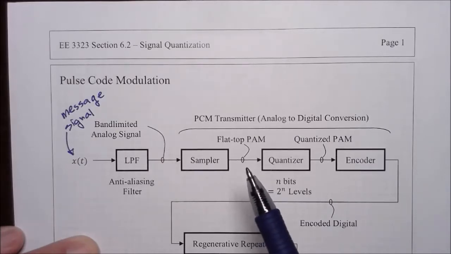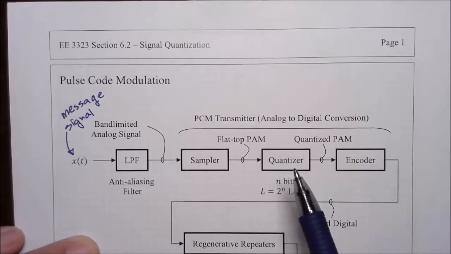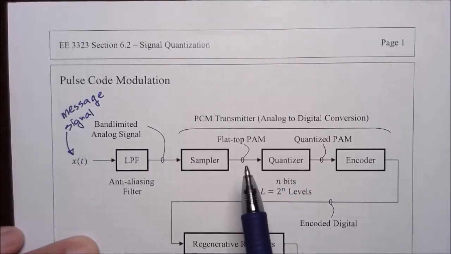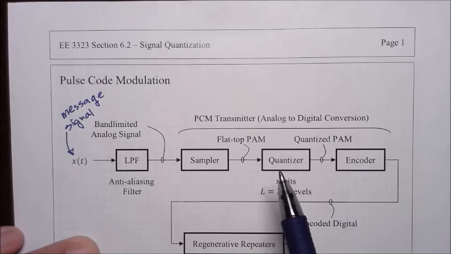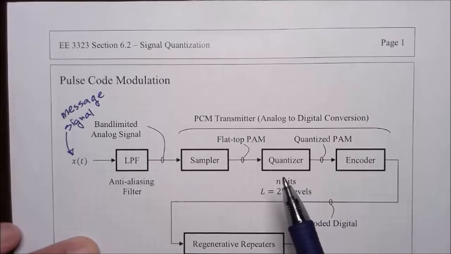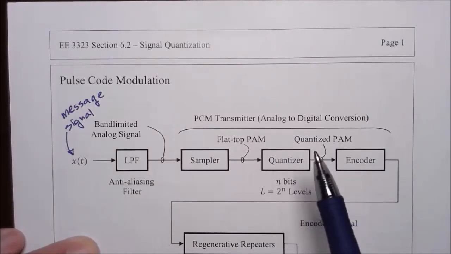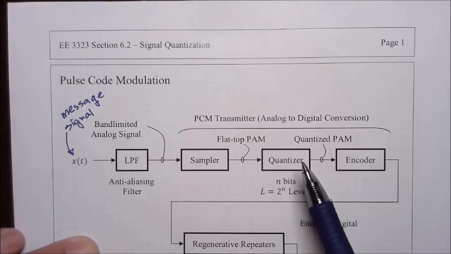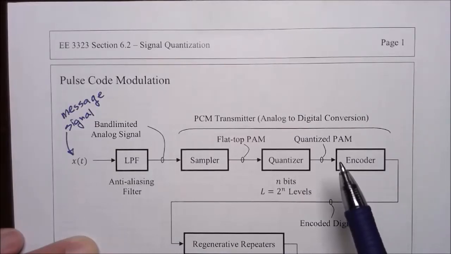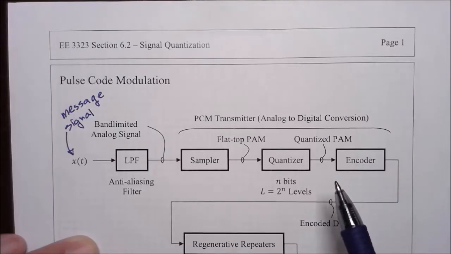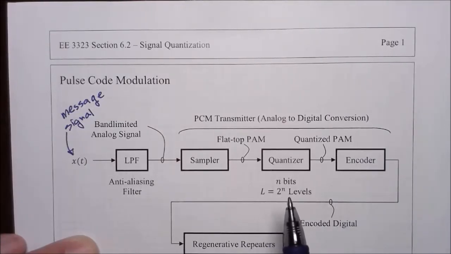This sampled signal is then applied to a quantizer. The quantizer takes the sampled signal and rounds the value of the sampled signal off to its nearest standard value. That becomes the quantized pulse amplitude modulated signal. Then after the sampled signal is rounded off to its nearest standard value, that value is then encoded as a binary number using a certain number of bits.